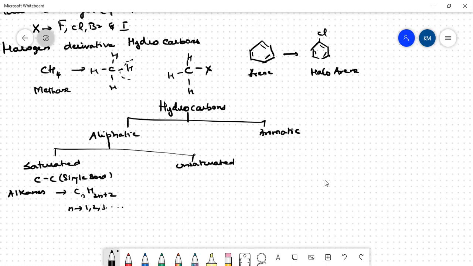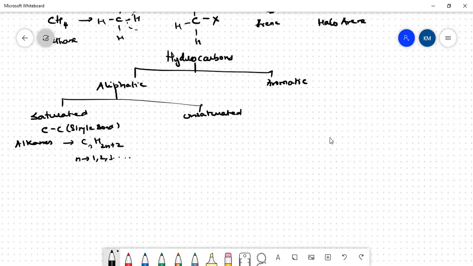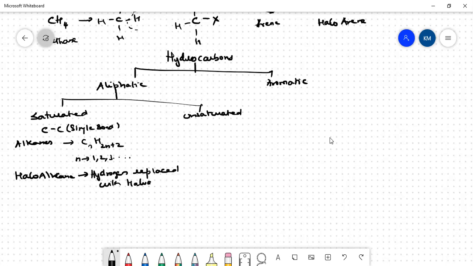I'm just doing a recap. Now if one halogen replaces a hydrogen here, then it is still a saturated aliphatic hydrocarbon. The haloalkane is basically a halogen replacing one of the hydrogens. So we can also call these saturated aliphatic hydrocarbons.